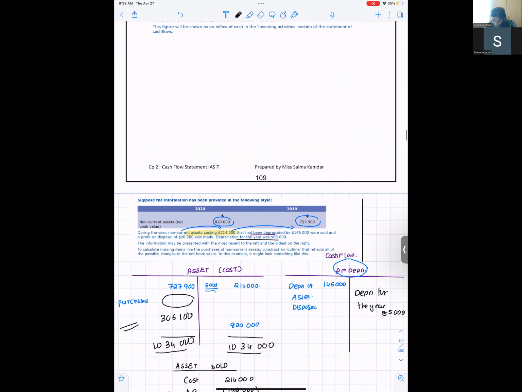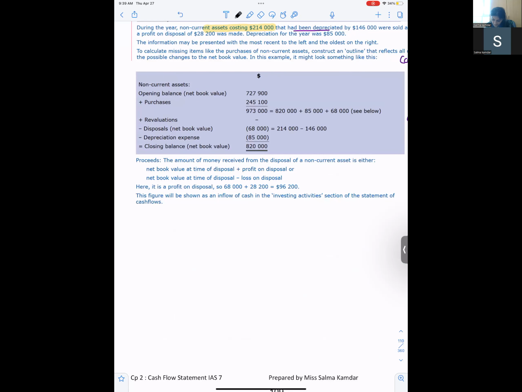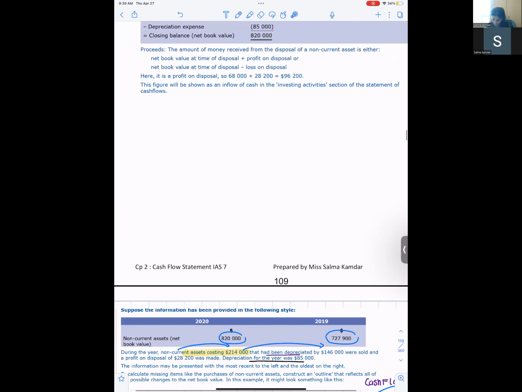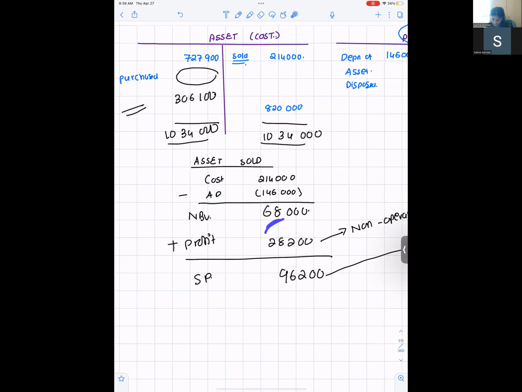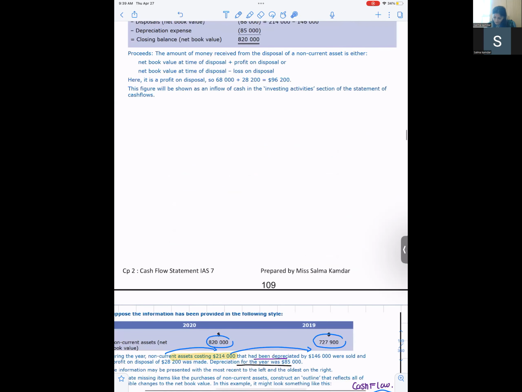Let's check over here. Your disposal net book value is 68,000. We have also got the net book value as 68,000. I'll give you the answer so you can check it yourself.